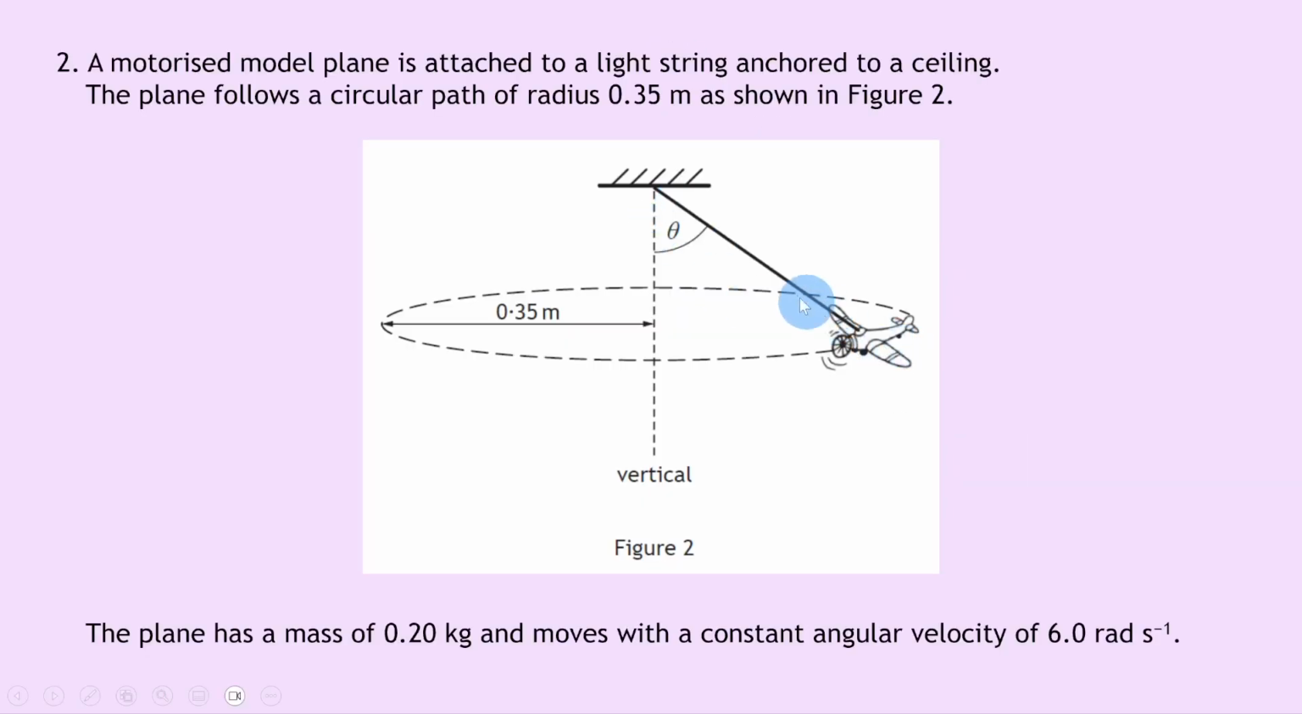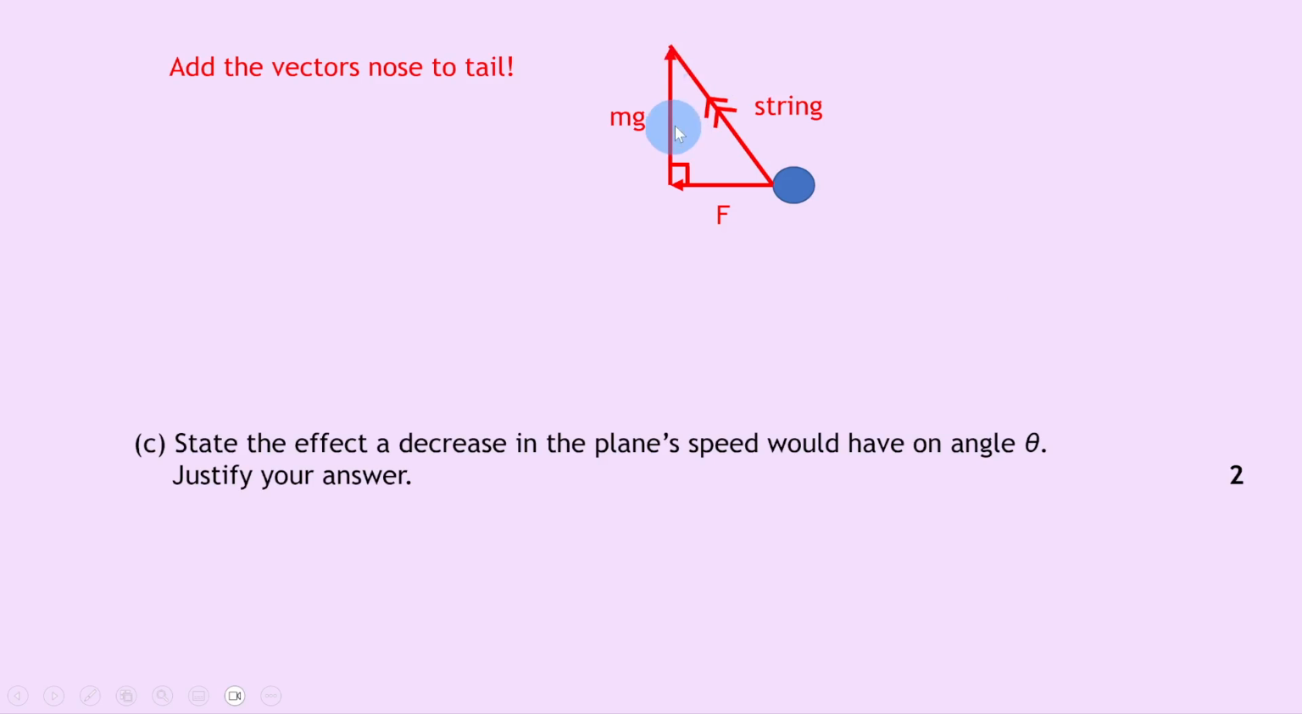So here we've got our mass, we've got our string, which is our resultant vector, we've then got our vertical and our horizontal. So if we were to make this into a triangle, it would look just like our right angle triangle that we've drawn. And that means we can label this angle in here as our angle theta on our diagram. So let's label that angle up there as theta, and remember that's what we're trying to calculate.